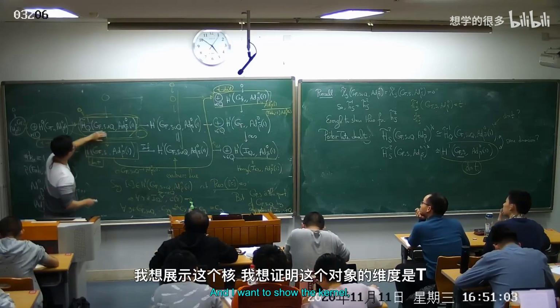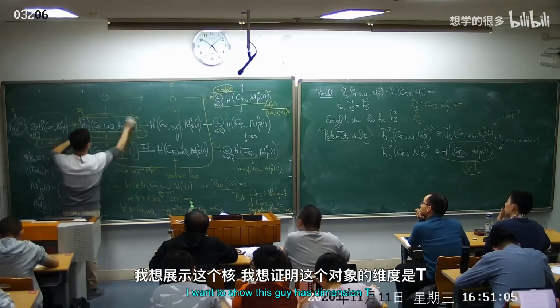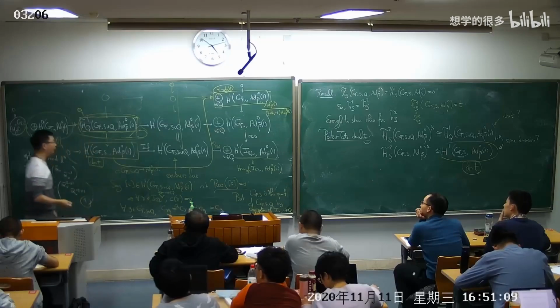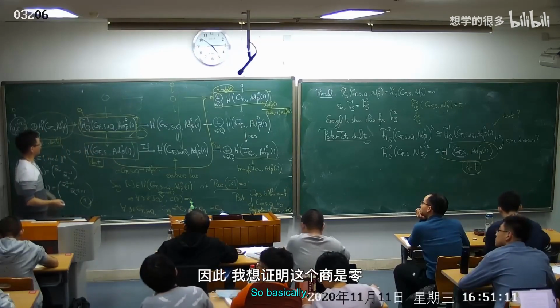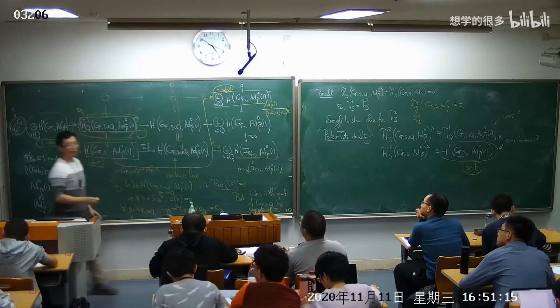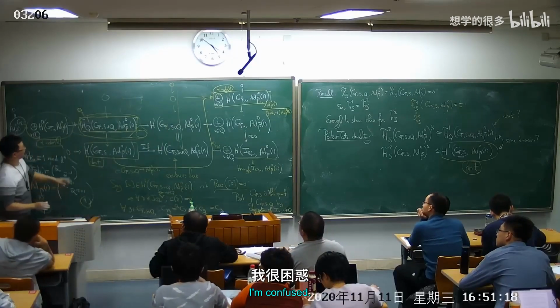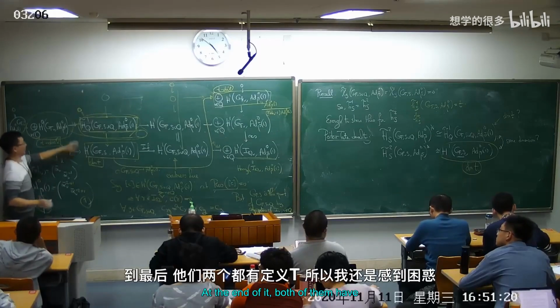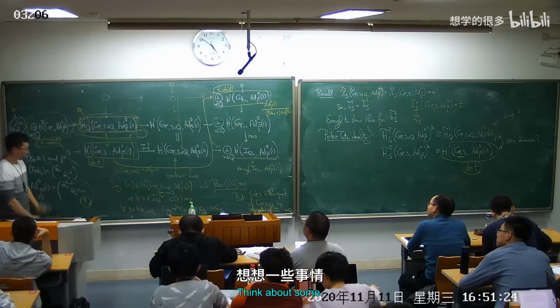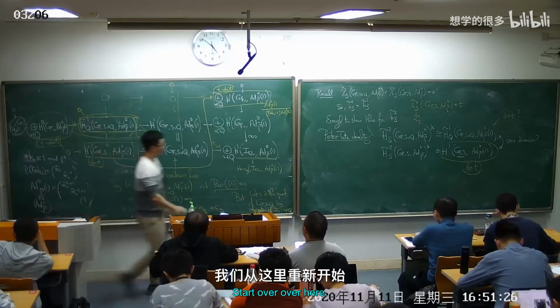And I want to show the kernel. I want to show this guy has dimension t. But already this is quotient by some t-dimensional thingy. So basically I want to show this quotient is 0. That's equivalent to showing this is injective. Sorry, I'm confused. At the end of the day, both of them have to have dimension t anyway. Think about it. So start over here.